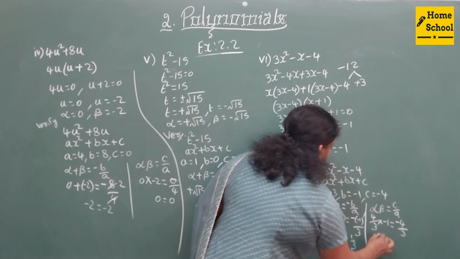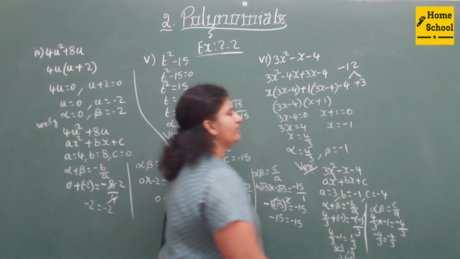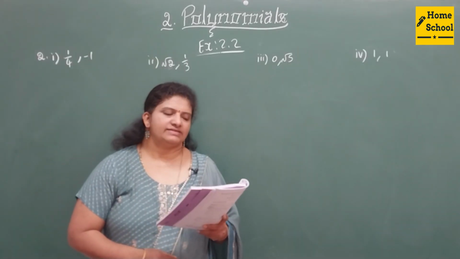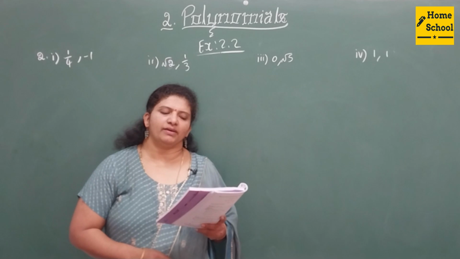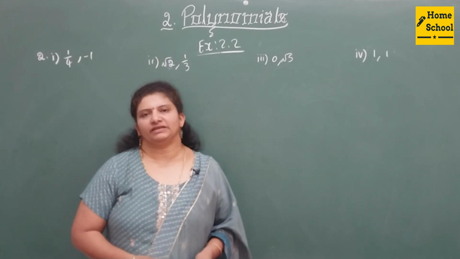Minus 1 into 4 minus 4 by 3 equal to minus 4 by 3. Yes, with this your first main is completed. Second main, find a quadratic polynomial each with the given numbers as the sum and product of its zeros respectively.